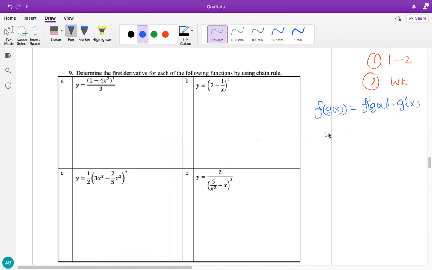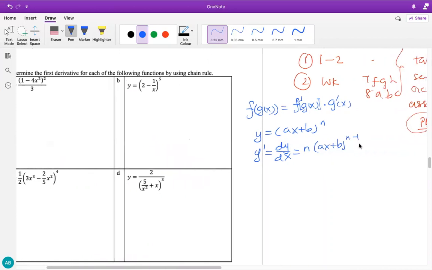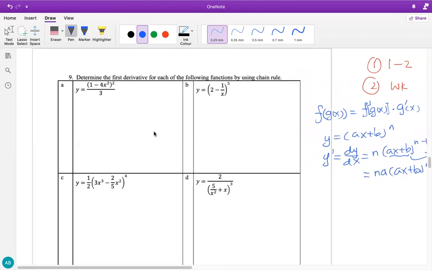So if you have y equals (ax plus b) to the power of n, if I differentiate, or I use this symbol dy/dx, you get n times (ax plus b) to the power n minus 1, and then you differentiate the inside, you get a. Therefore, you get n a (ax plus b) power n minus 1. Okay, so let's do number 9.